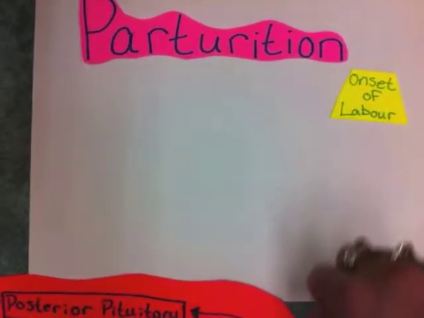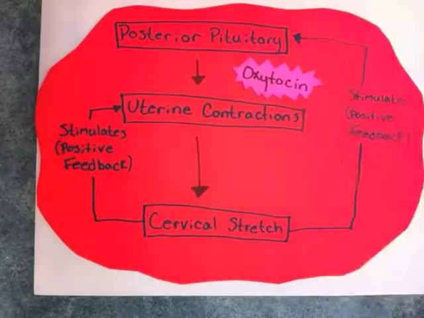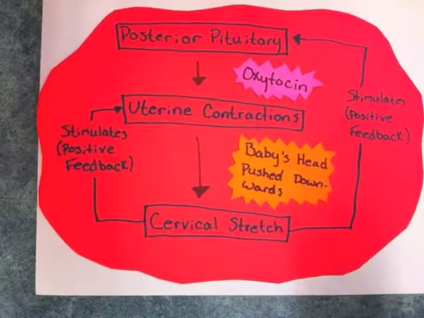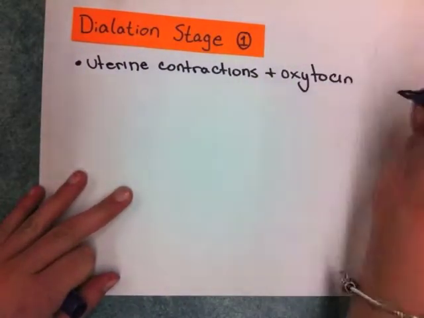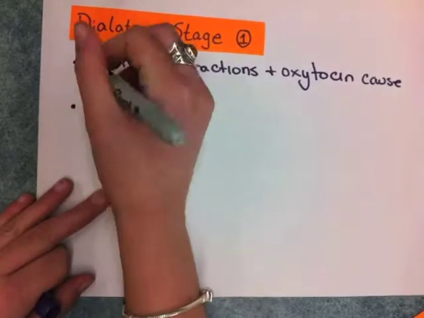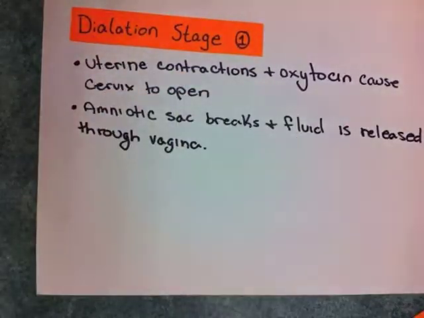Parturition, and the onset of labor. First is the dilation stage, where the uterine contractions and oxytocin cause the cervix to open. The amniotic sac breaks and fluid is released through the vagina.